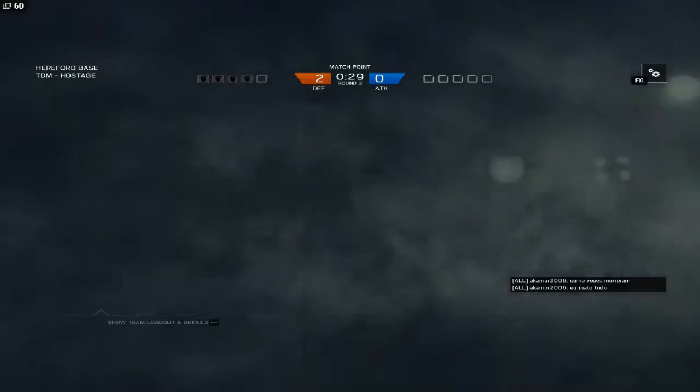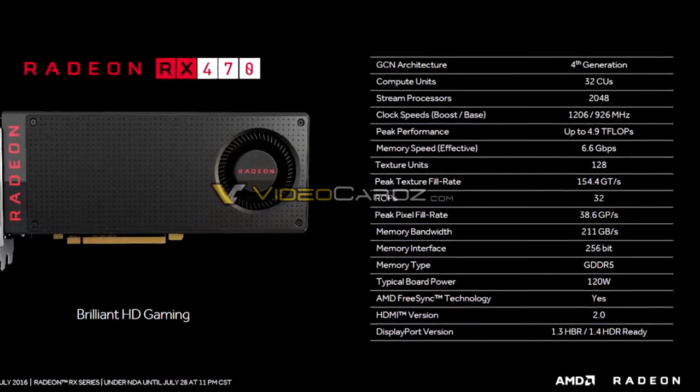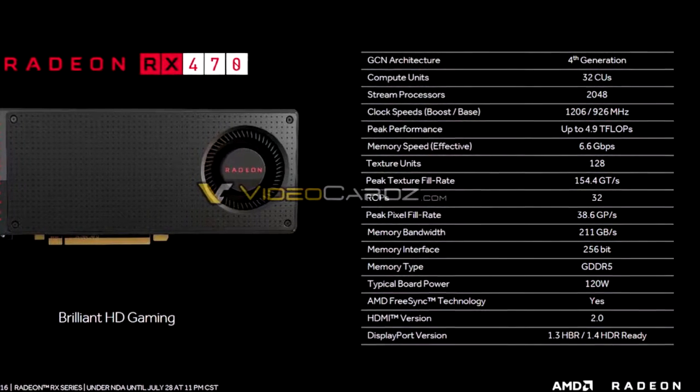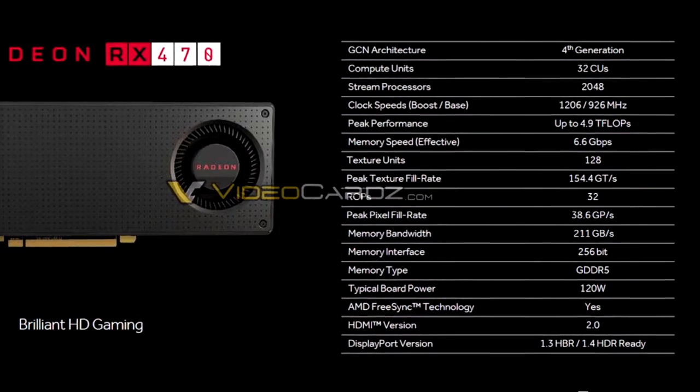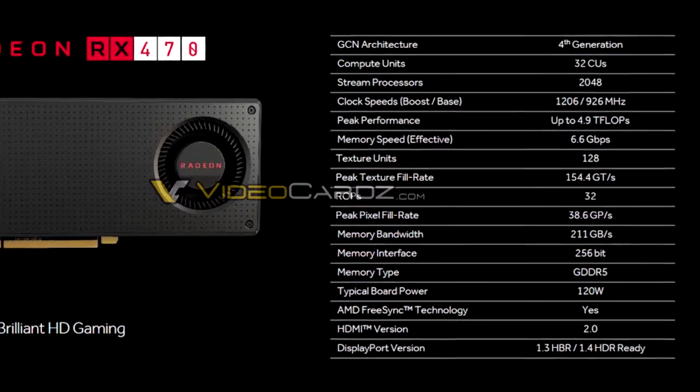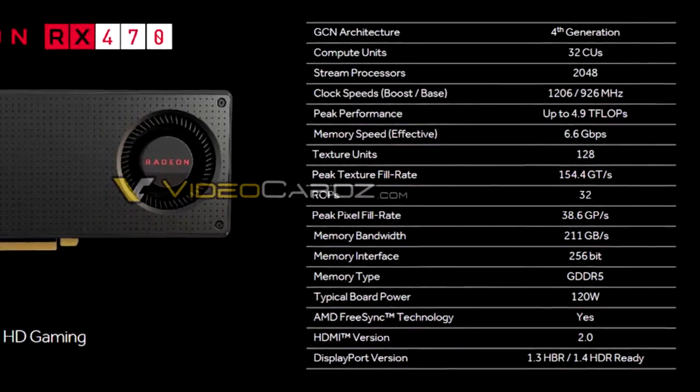Now, let's get back to the specs. It has a 256-bit memory bus, a 6.6 Gbps memory clock and 4 GB of GDDR5 VRAM, with a core clock of 926 MHz and a boost clock of 1206 MHz. So let me explain this all to you in simple layman's terms.